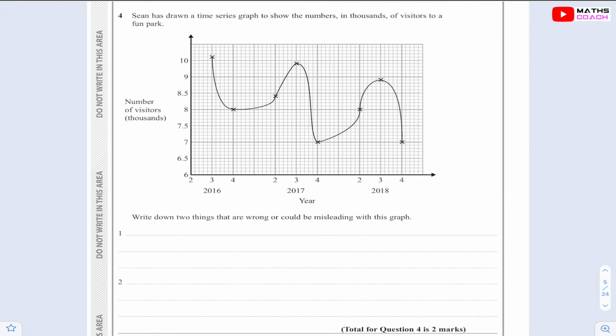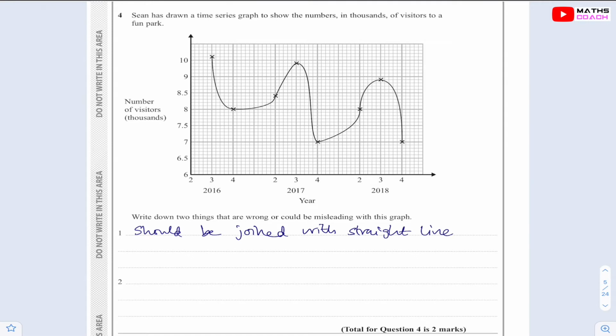Well, the first thing you notice is a time series graph is different to a frequency polygon, by the way. I don't want to get you confused with that. It should be using straight lines as well. So number 1, it should be joined with straight lines, and of course using a ruler too.